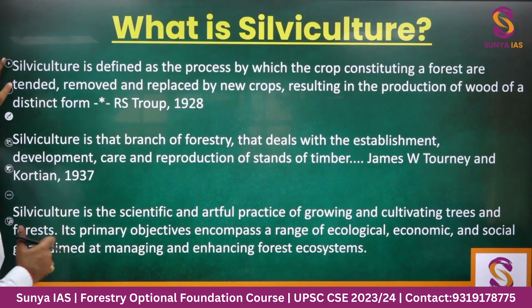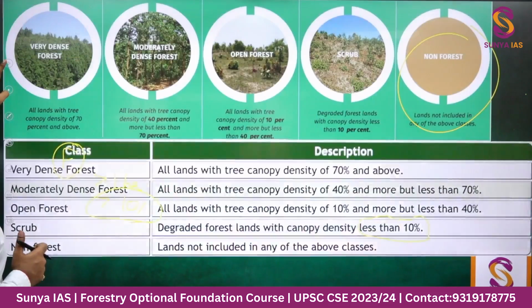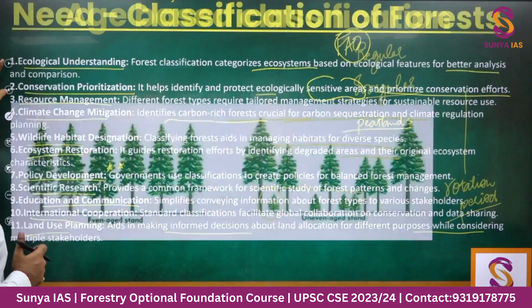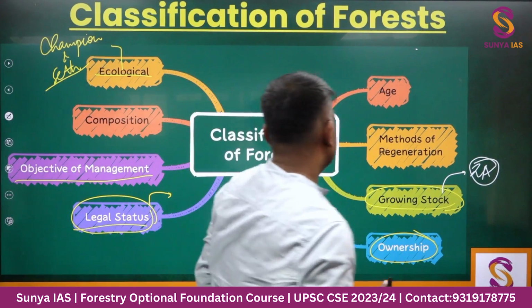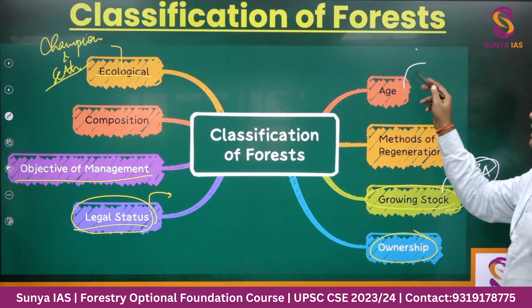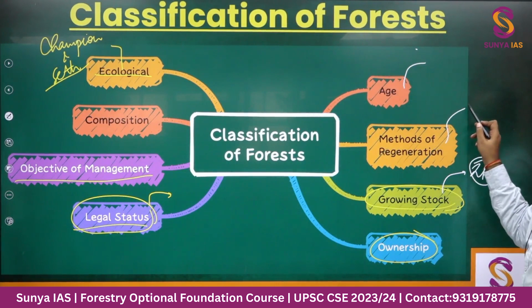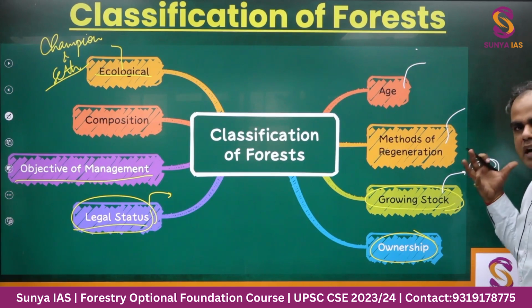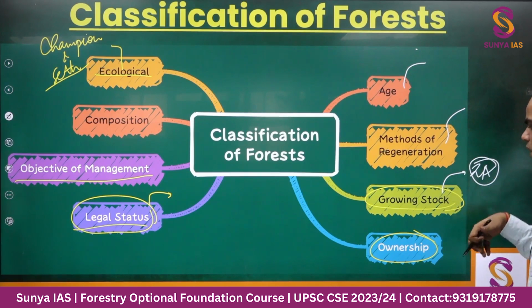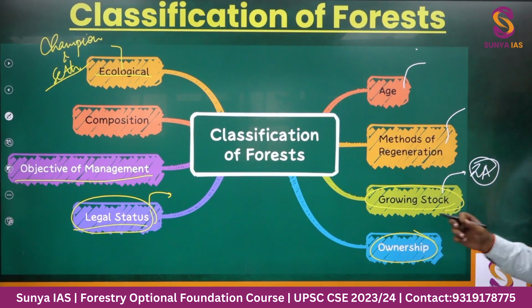Now moving on to the next topic, and before I do that, again let me go back to this part here. So age wise, you have even age and uneven age, methods of regeneration, high forest and coppice. Growing stock also, we have read about normal and abnormal forest. There is one thing which is mentioned here as ownership. I think I have not specifically told you what will be present here. So in terms of ownership, you can just write down.